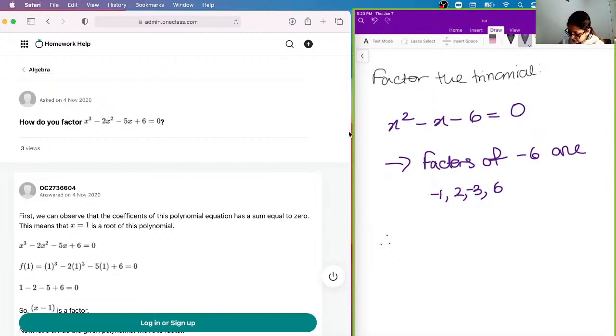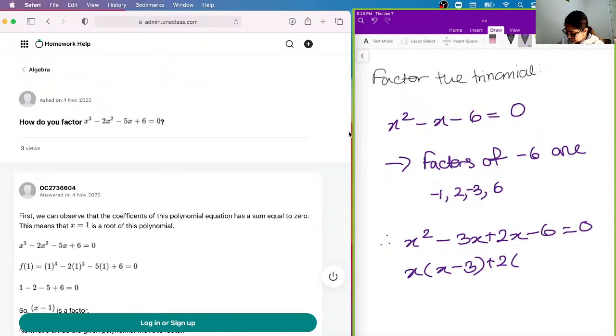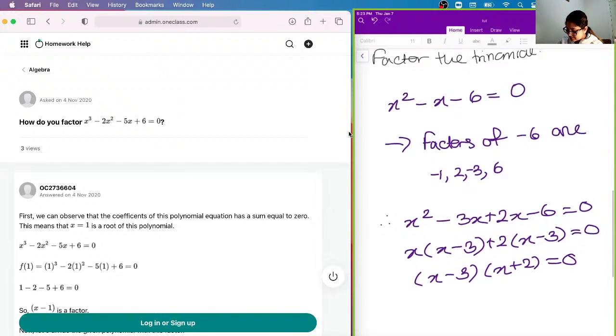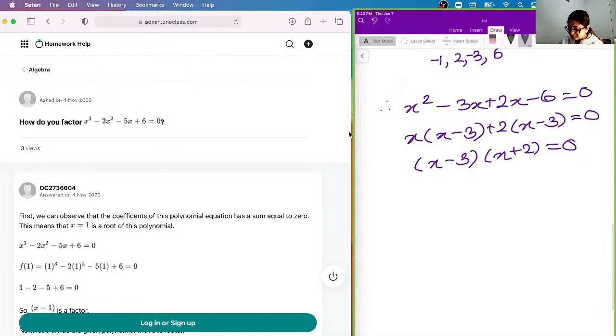So we can basically write this as x squared minus 3x plus 2x minus 6 equal to 0. So we can now factor this out. We can factor out an x, and we're left with x minus 3. We can factor out a 2 here, and we're left with x minus 3 equals 0. So our other two factors here are x minus 3 and x plus 2.